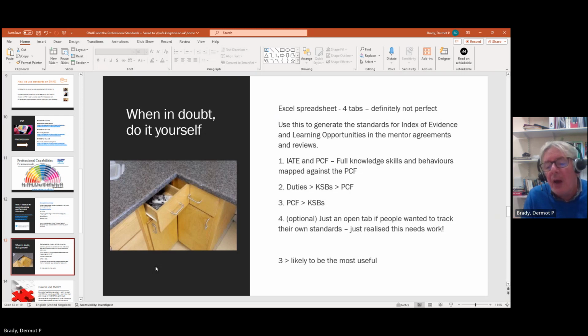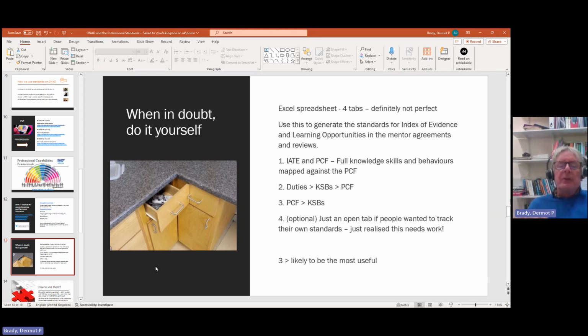The third one, which I think is likely to be the most useful, is the PCF and then the KSBs. As I say, there is a list of the KSBs, so you can go back another tab and say, does this match up pretty well? Probably. There's an optional tab if people want to track their own standards. I just realized today during this presentation that it probably needs a little more work. I'll have a little think about that and probably talk to the students about it.